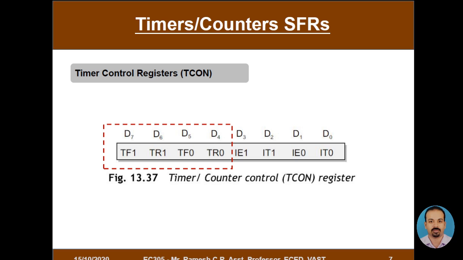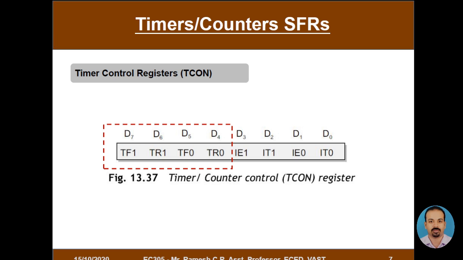So TF1 corresponds to the overflow flag of timer 1 and TF0 corresponds to the overflow flag of timer 0. And we have TR1 and TR0, which is the bit that can be used for starting the timer. So if I make a software instruction to set the value of this bit as 1, then it helps in turning on or enabling the timer to start counting.